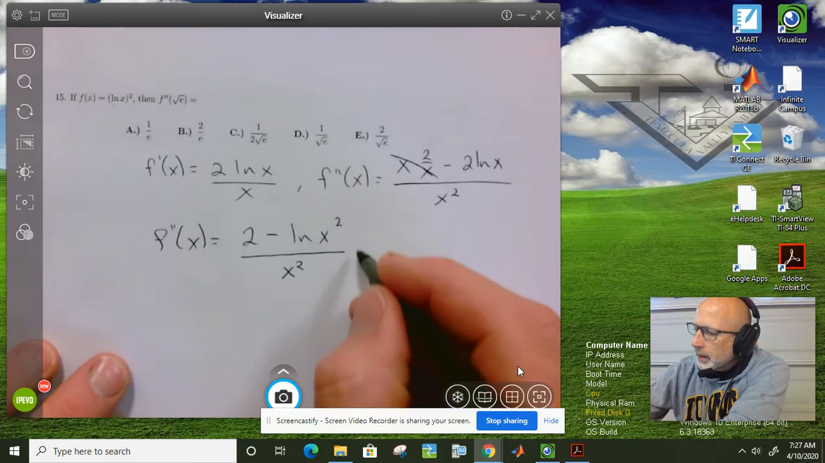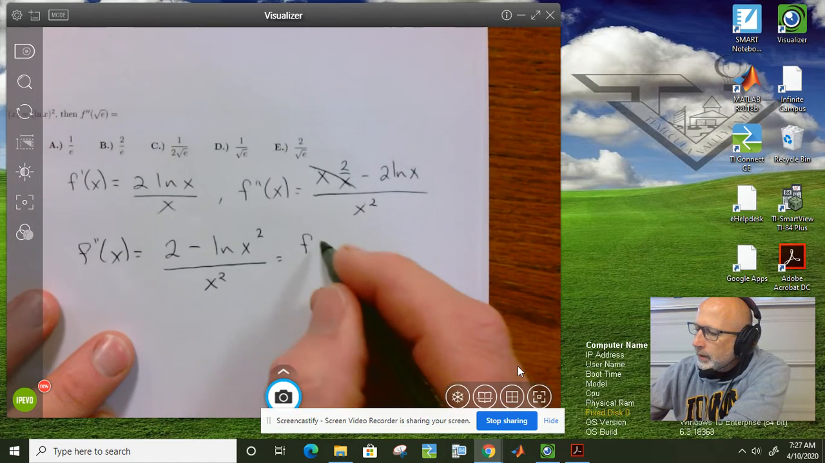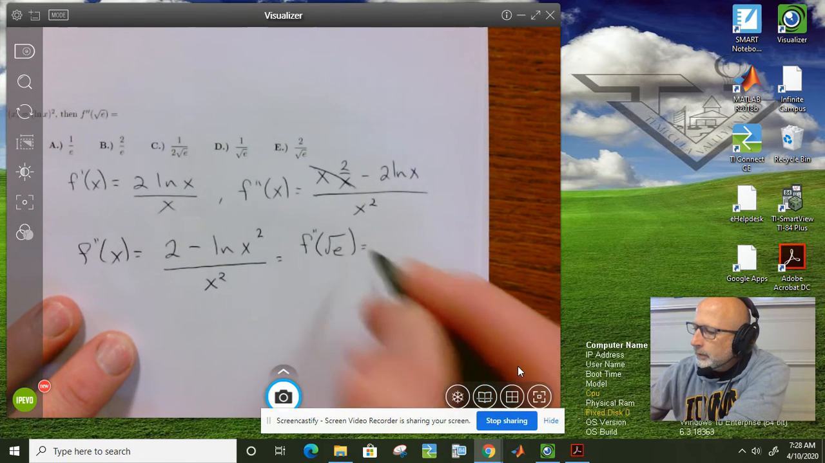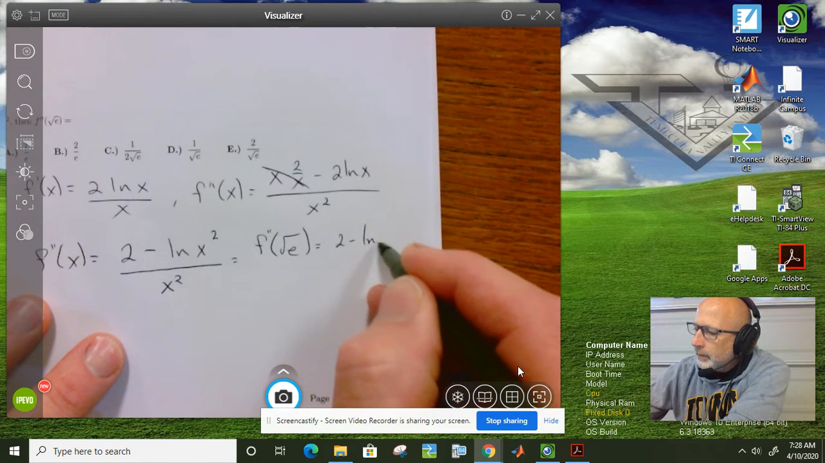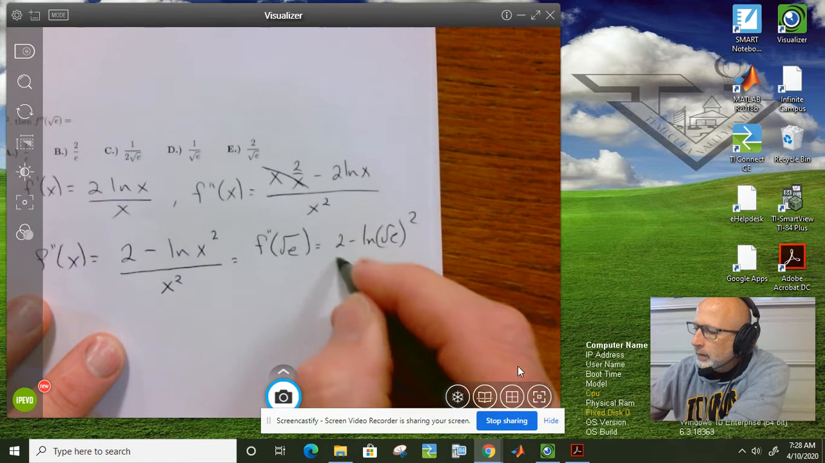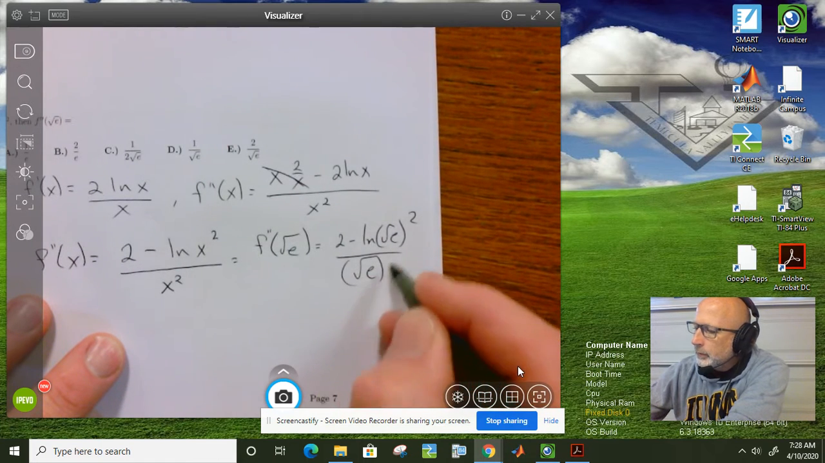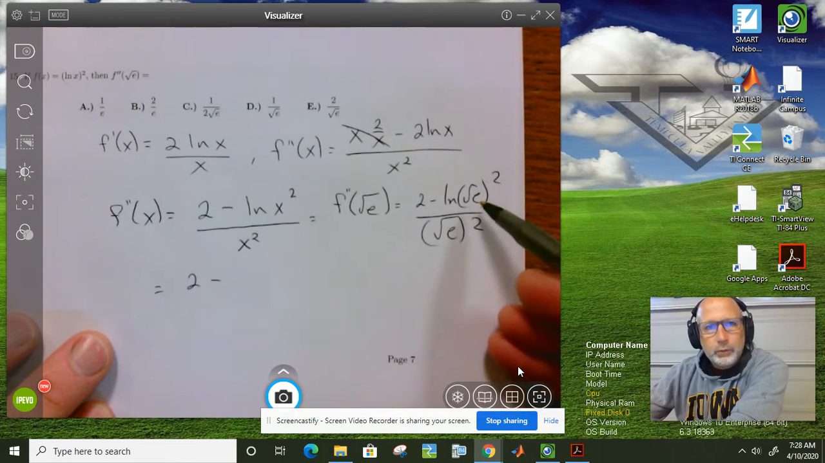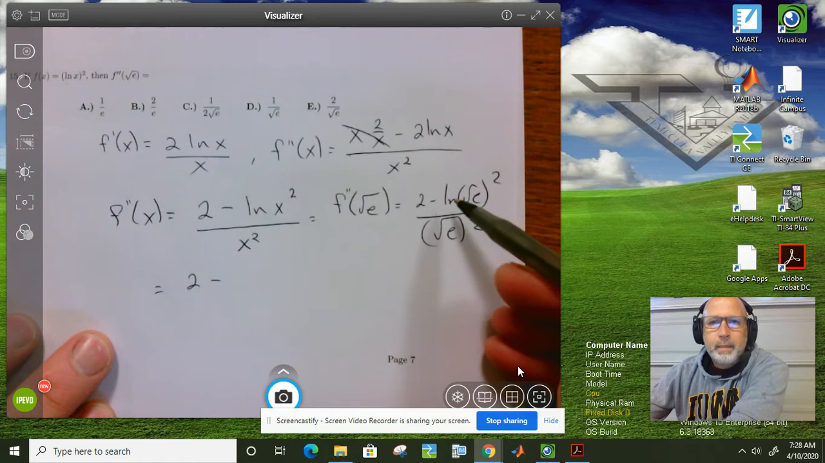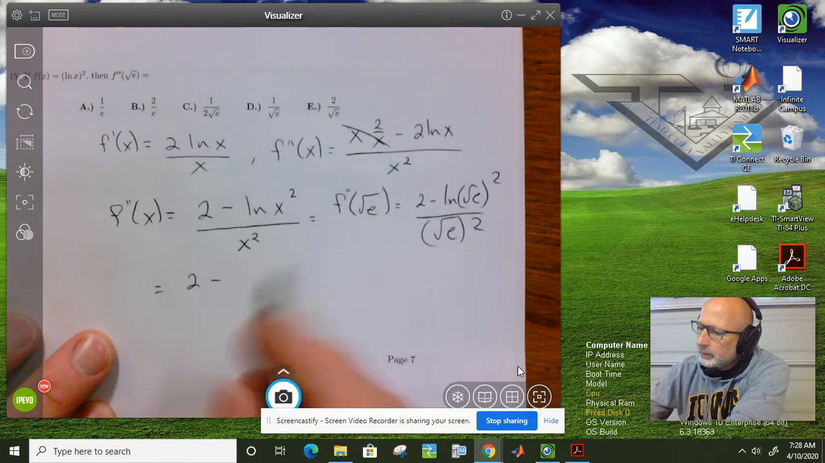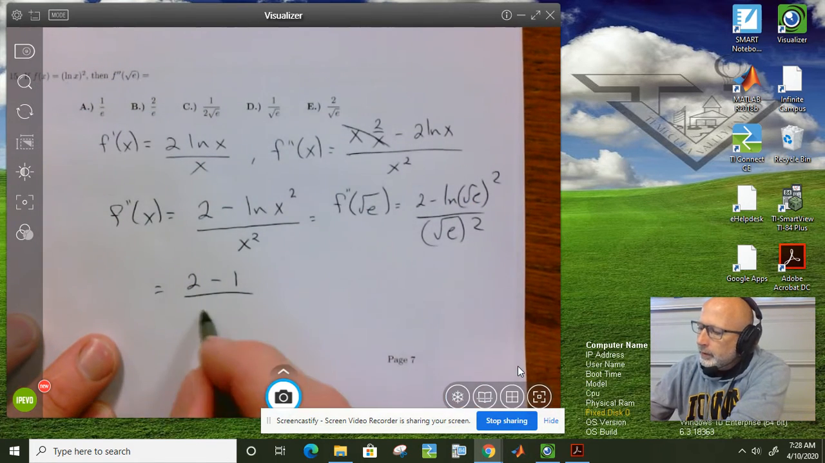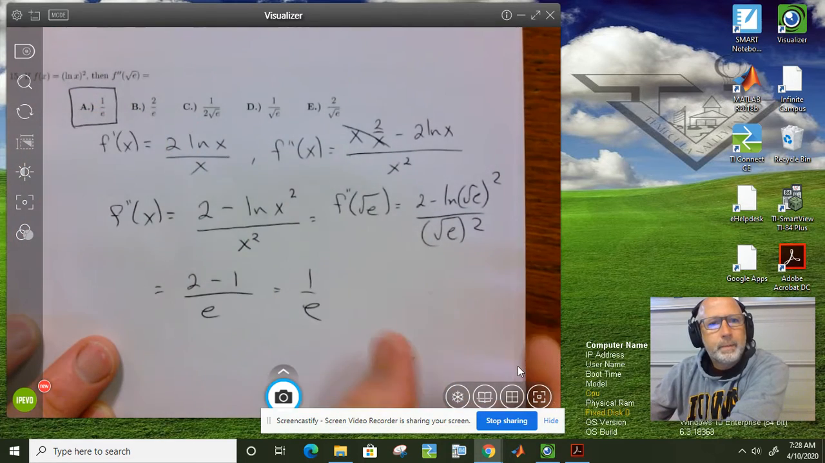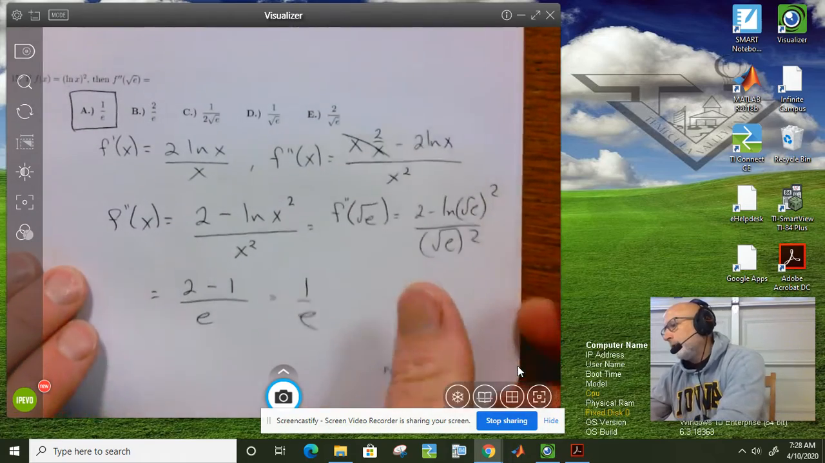Okay, so then we go ahead and plug in a value. So f double prime of the square root of e is equal to 2 minus ln of the square root of e squared, all over the square root of e squared. So this is going to be 2 minus, so the square root of e squared is e, ln of e is 1, so it's just minus 1, all over e, so 1 over e, so the answer here is A. Okay, number 16.